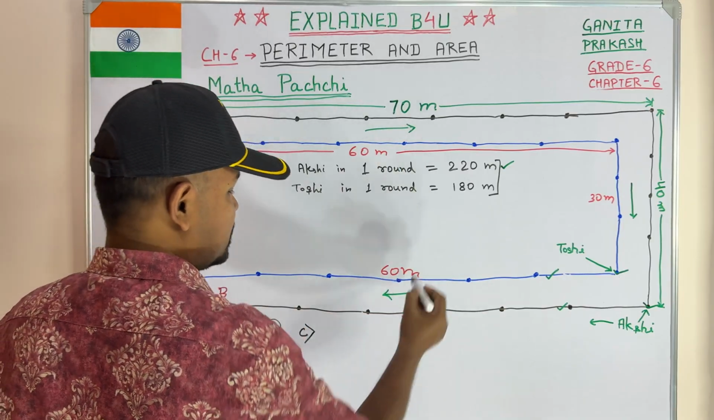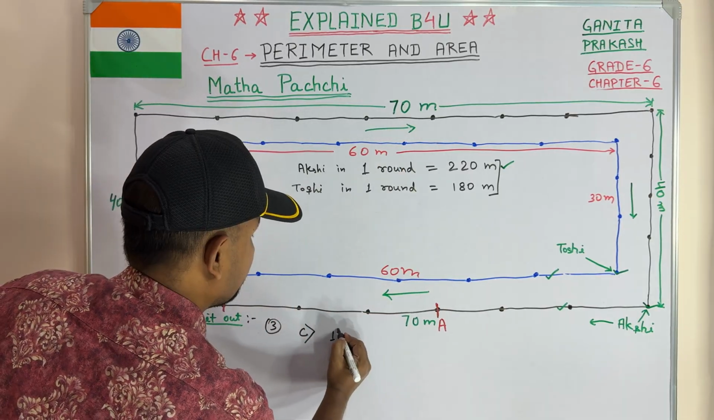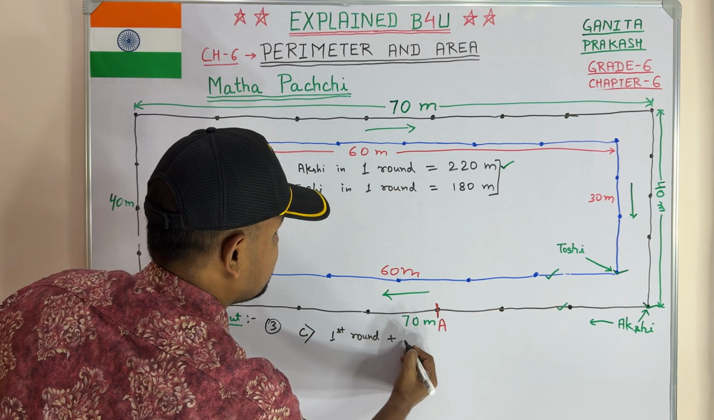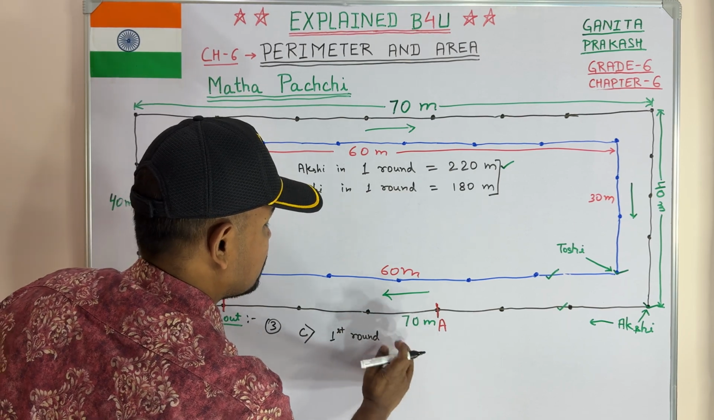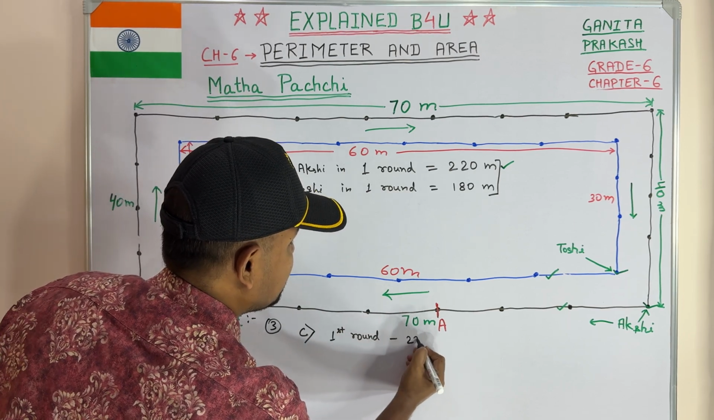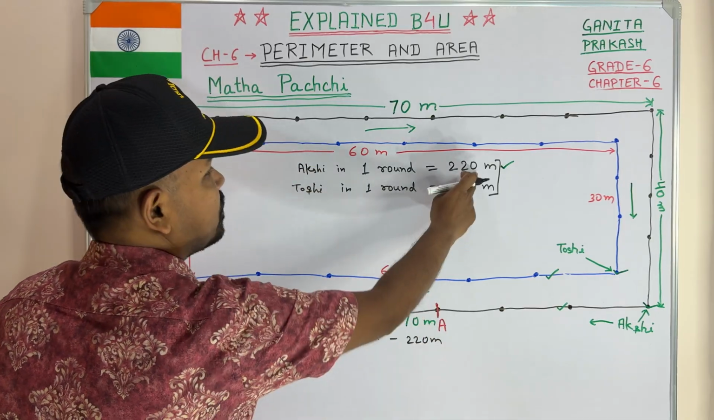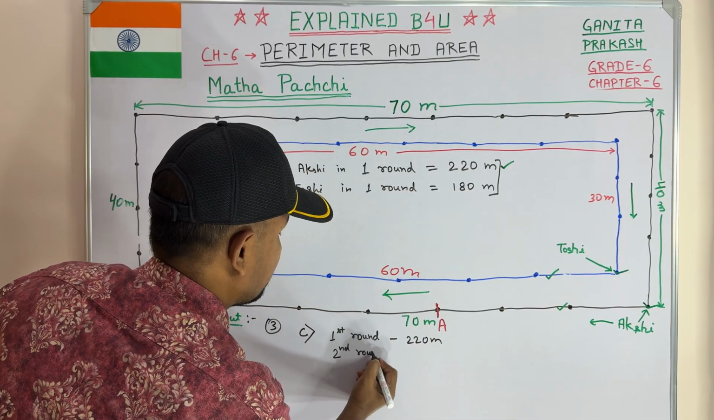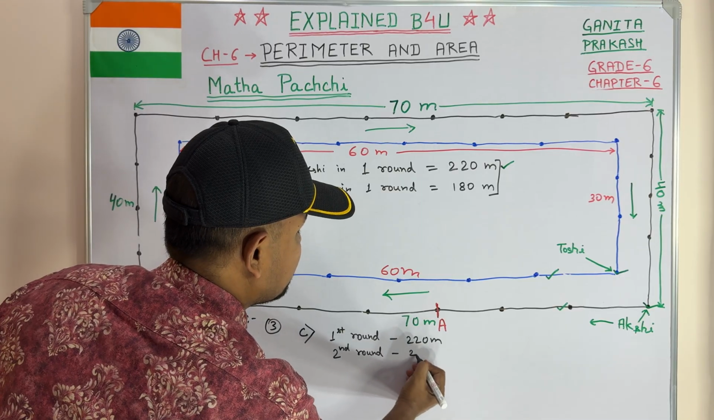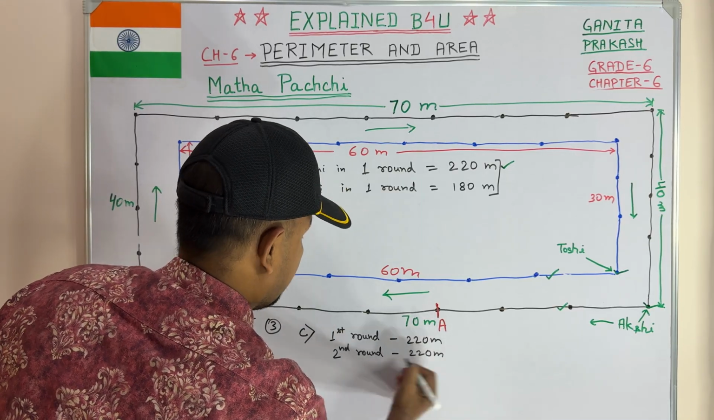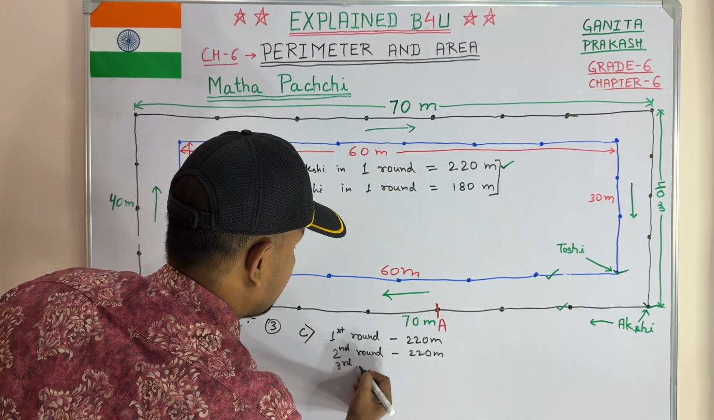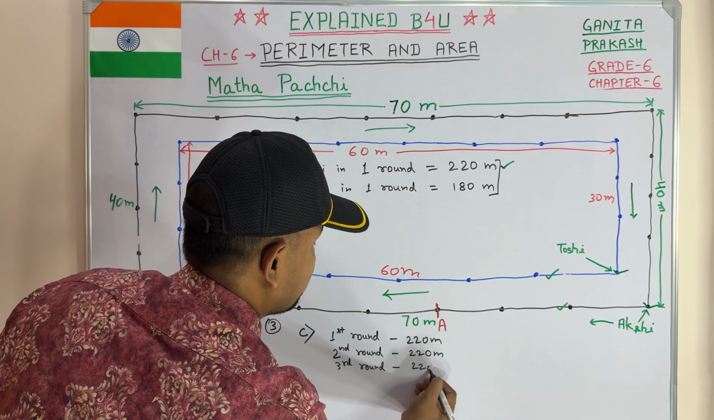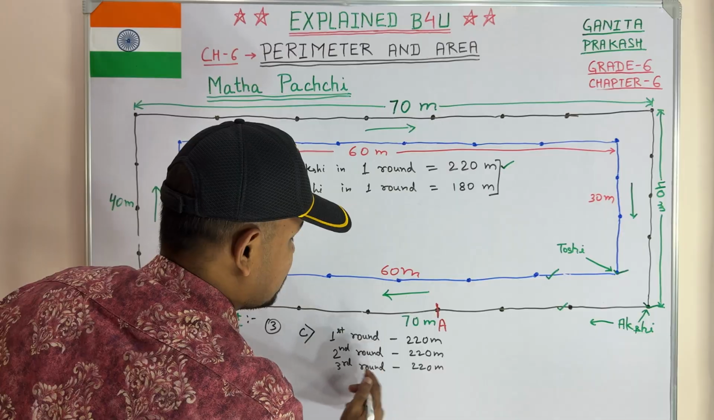In 1 round she is covering, in the first round, Akshi is traveling 220 meters. Here you can see the second round, again 220 meters. Third round, again 220 meters. Still 1000 is not completed.